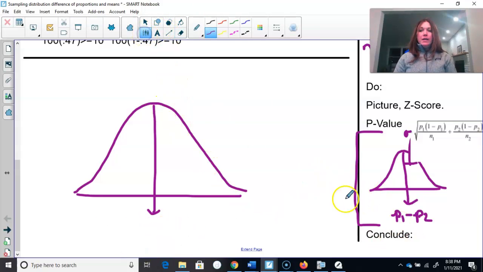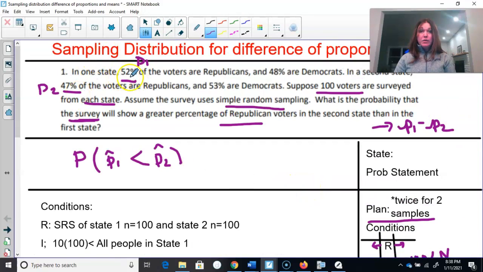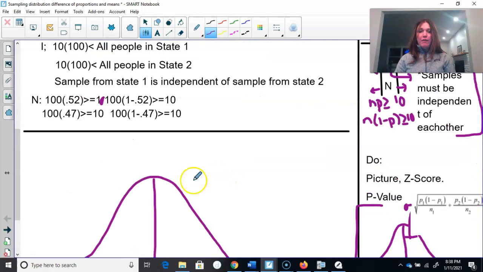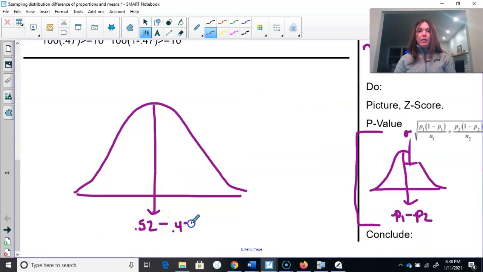Okay, we're going to take P1. So P1 is state 1. Okay, so state 1 is 52%. That's 0.52 minus P2. So that's state 2, 0.47. That gives us a difference of 5%. So on average, there are 5% more Republicans in state 1, right? P1 minus P2, on average, there are 5% more Republicans in people in state 1 than in people in state 2. Okay, so that's what that means. You need to make sure you understand that. Now the standard deviation.